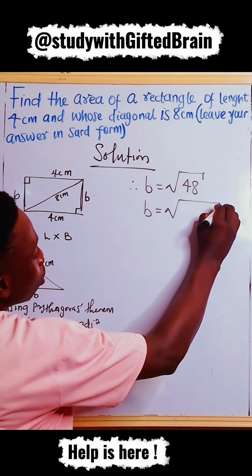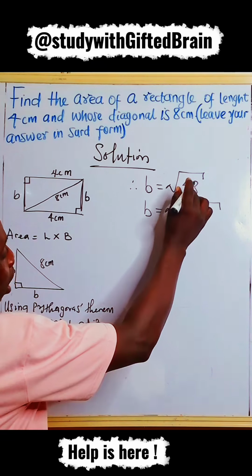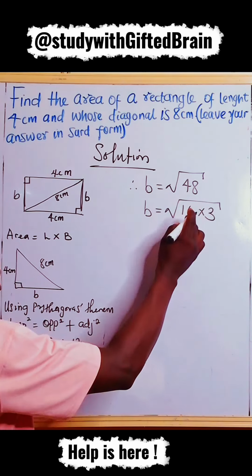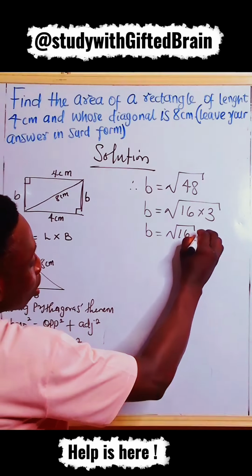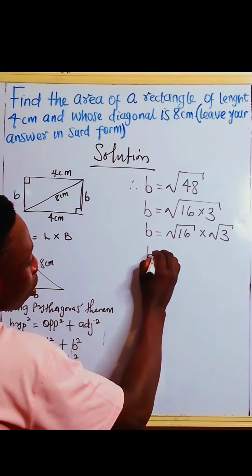So in working, simplifying this in surd form, I can write this as 16 times 3, because 16 has a square root. So b is going to be what? The square root of 16. Okay, if I split it, I have square root of 16 times square root of what? Square root of 3.